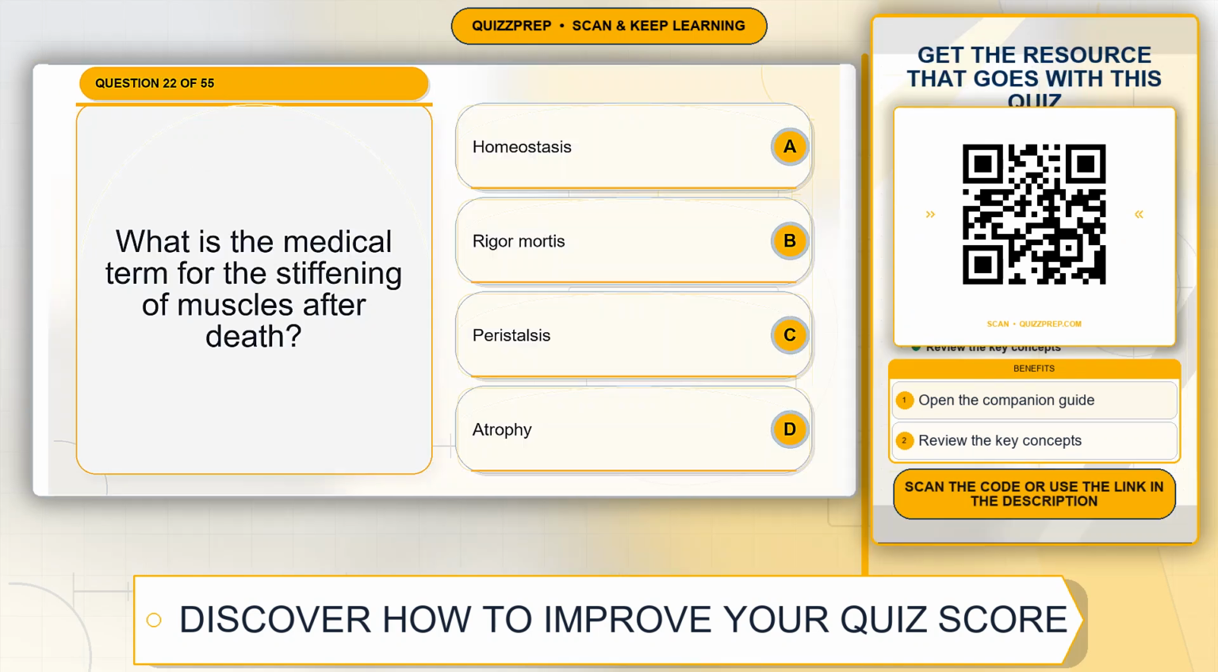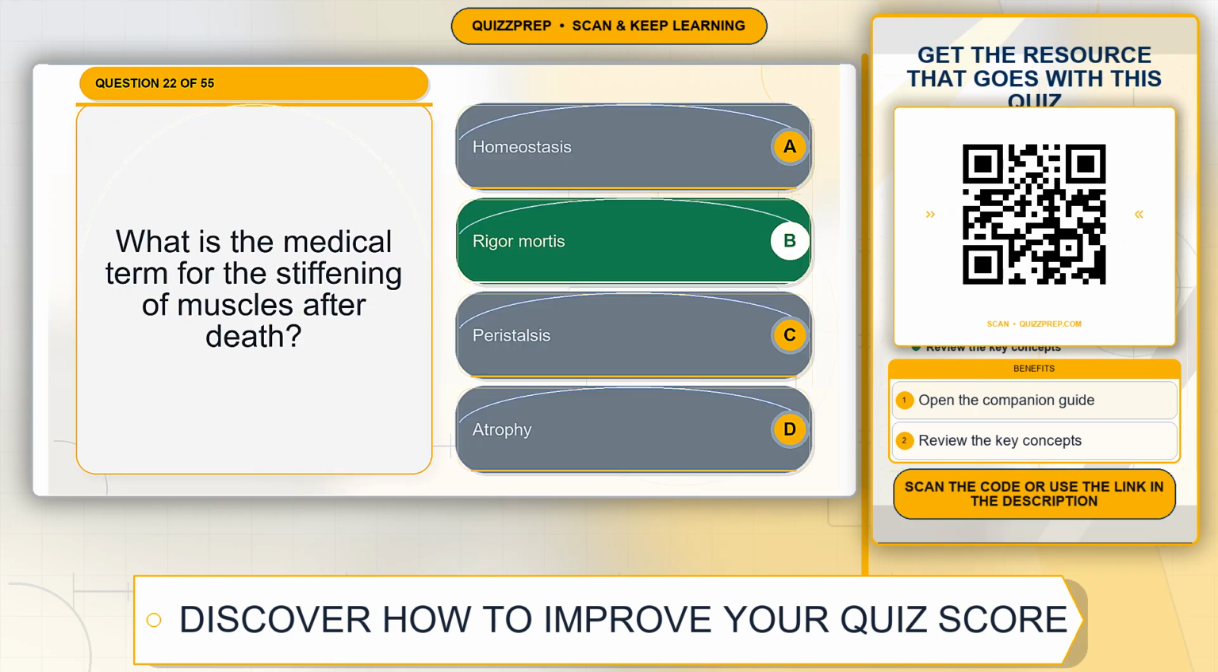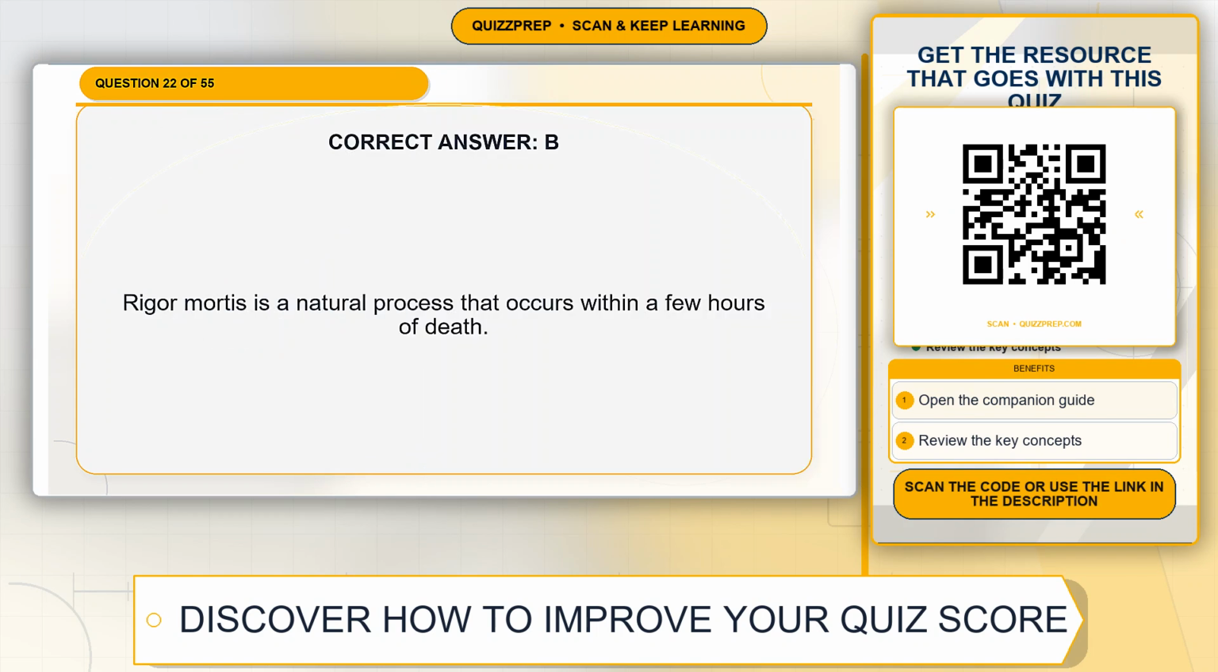Question 22. What is the medical term for the stiffening of muscles after death? Option A, homeostasis. Option B, rigor mortis. Option C, peristalsis. Option D, atrophy. The correct answer is option B, rigor mortis. Explanation: rigor mortis is a natural process that occurs within a few hours of death.